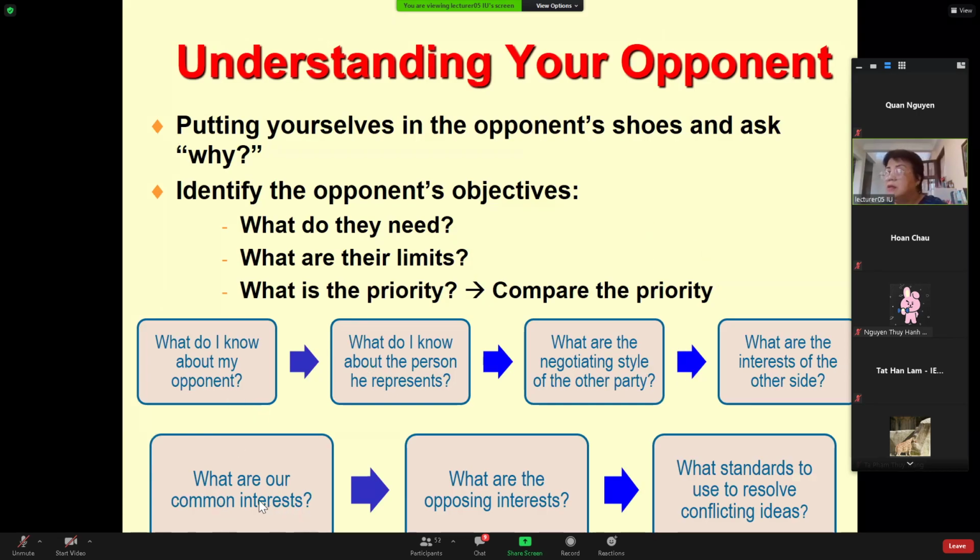What is the common interest? What is the opposing interest? And what is the standard used to resolve the conflict ideally? So this is not everything, but at least it gives you some guidelines about understanding your opponent. Understand yourself and understand the others. Understand your interest and the other party's interest and what is the common goal. How to resolve the conflict ideally.